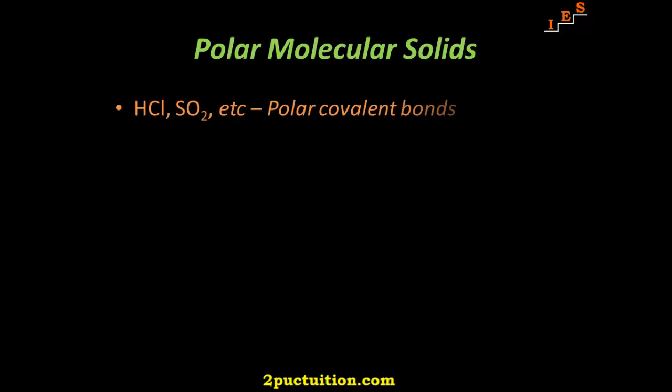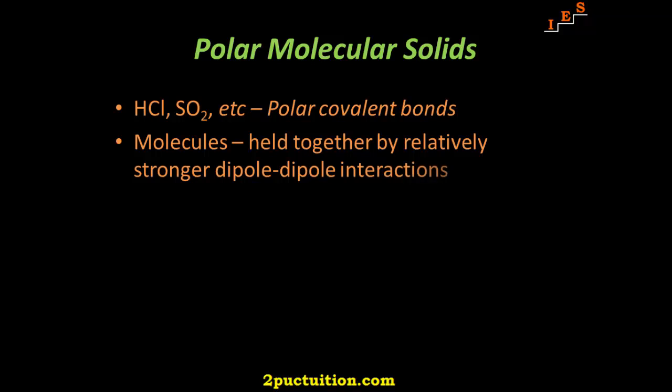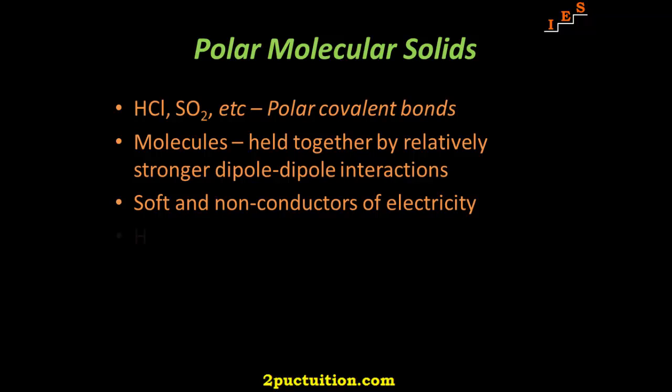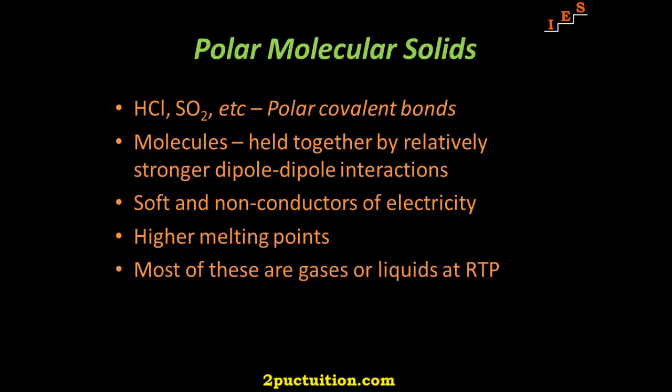Polar molecular solids. The molecules of substances like HCl, SO2, etc. are formed by polar covalent bonds. The molecules in such solids are held together by relatively stronger dipole-dipole interactions. These solids are soft and non-conductors of electricity. Their melting points are higher than those of non-polar molecular solids, yet most of these are gases or liquids under room temperature and pressure. Solid SO2 and solid NH3 are some examples of such solids.